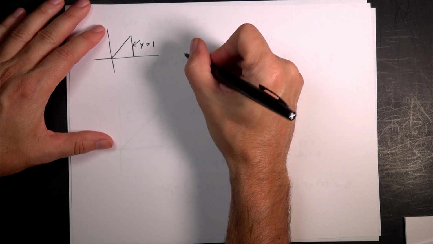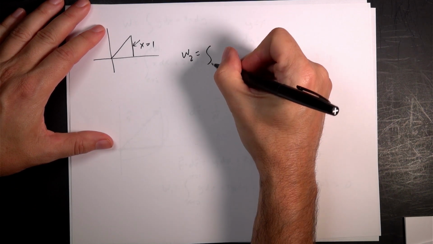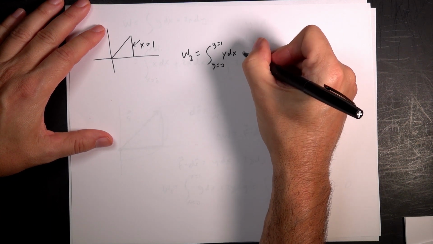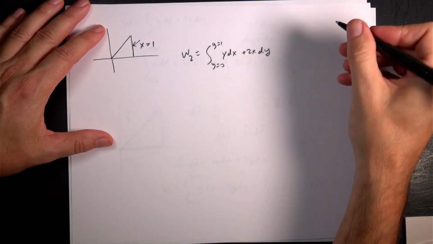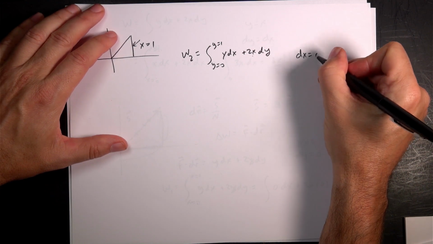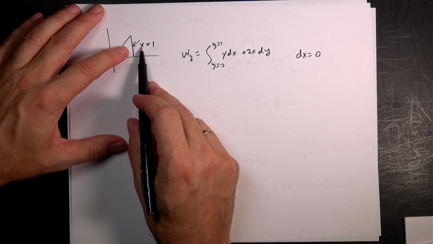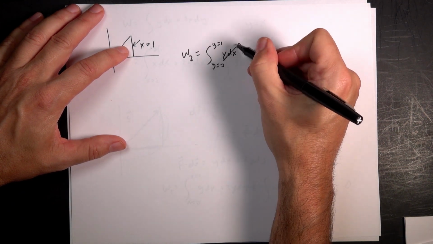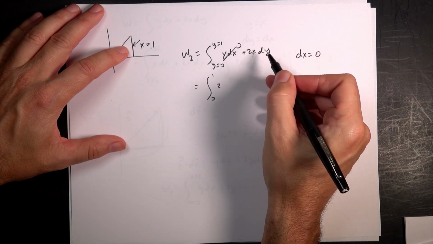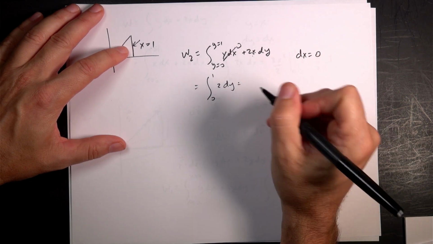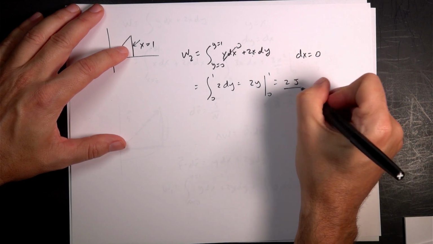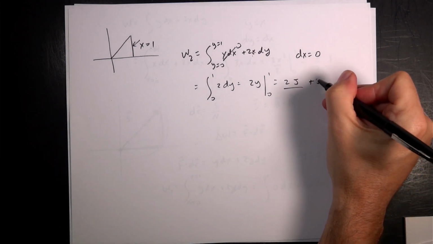So I have work 2 is the integral from y equals 0 to y equals 1 of y dx plus 2x dy. Now again, if x is equal to 1, I can plug that in right there. And I also can get dx is going to be equal to 0, because if I take the derivative of both sides, the derivative of 1 is 0. So this term goes away. So I get the integral from 0 to 1 of 2, now I'm not going to say x, I'm going to say 1, dy. So that's pretty easy. I get 2y from 0 to 1, which is equal to 2 joules. And then I have to say plus 0.